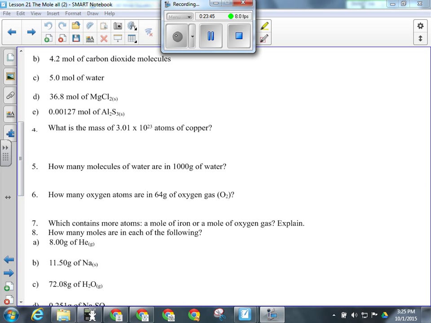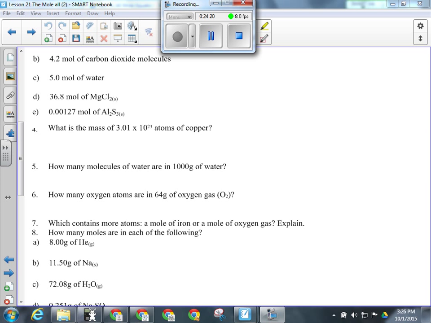Looking at question number 4, it says, what's the mass of 3.01 times 10 to the 23 atoms of copper? They gave me the number of particles. What do I need to do with that? I need to use Avogadro's number. Am I going to divide or multiply by it? I'm going to divide by it. This is the number that I have, and Avogadro's number tells me how many are in a mole. By dividing, that leaves me with the number of moles.